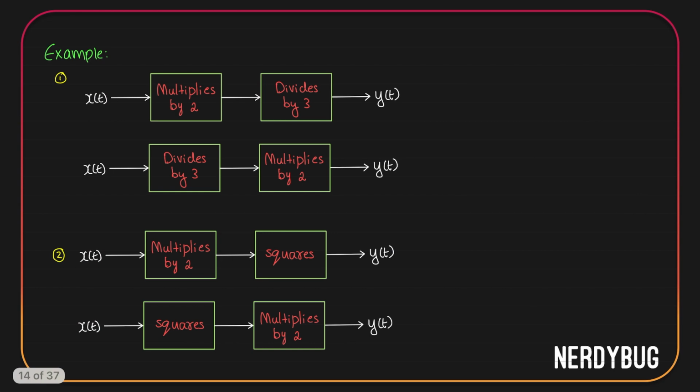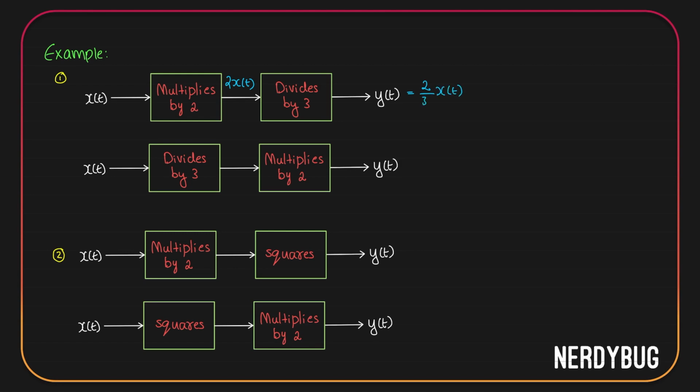Let us take an example. In the first example, we have a system that multiplies the input by 2, and we have a system that divides the input by 3. We are giving x of t as an input. The first system multiplies it by 2, so the output will be 2x of t. Now this is given as an input to the second system which divides it by 3. So we get y of t which is 2 by 3 x of t.